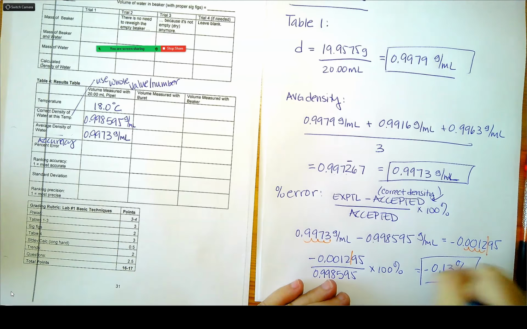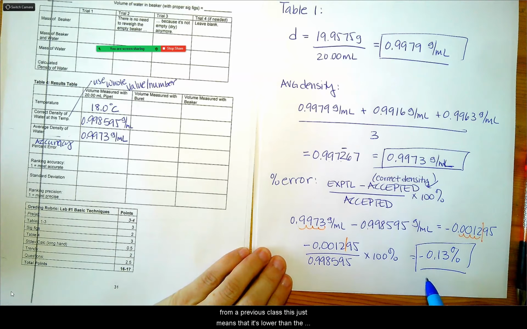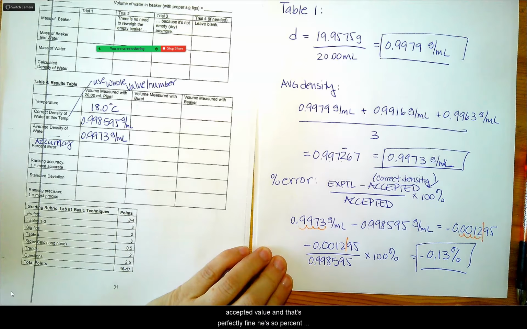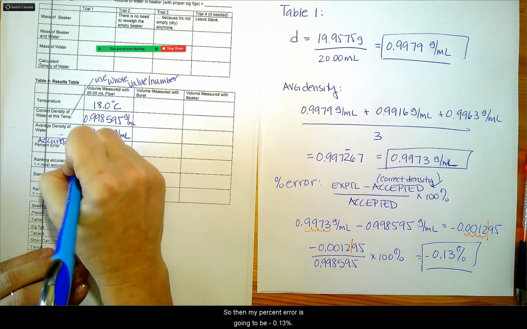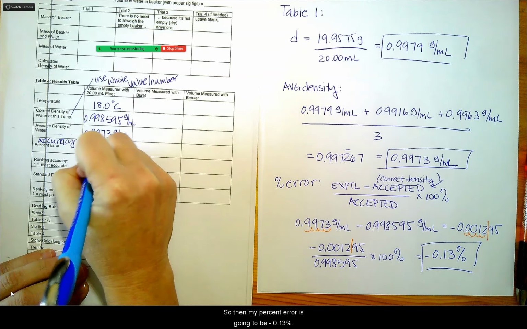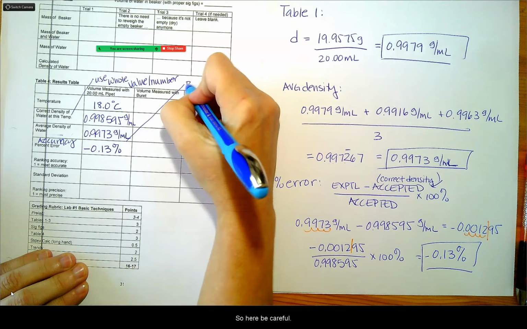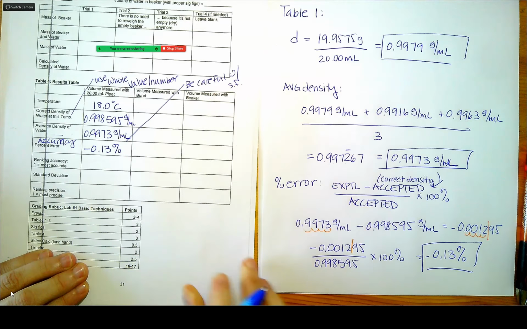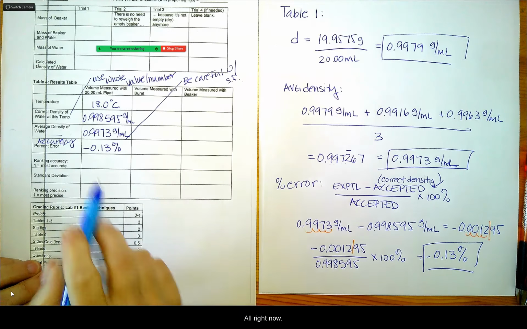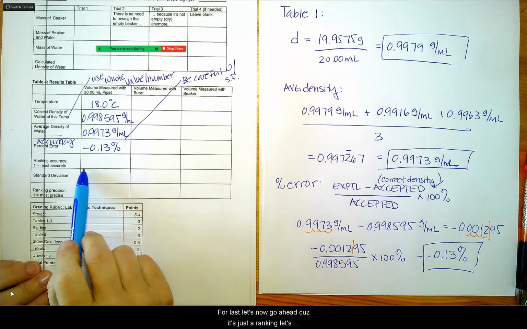0.13%. Now, a negative number for a percent error, if you recall from a previous class, just means that it's lower than the accepted value, and that's perfectly fine. Percent errors can be negative or positive. So my percent error is going to be negative 0.13%. Be careful with sig figs.